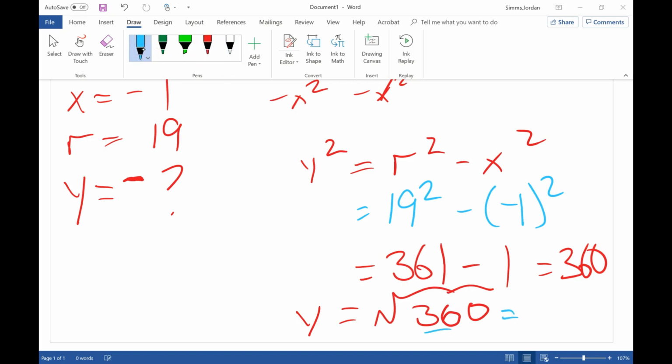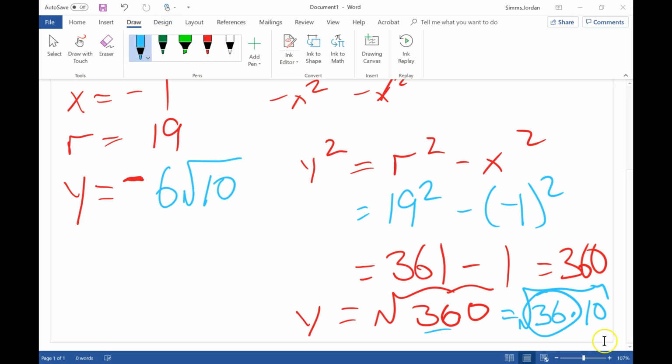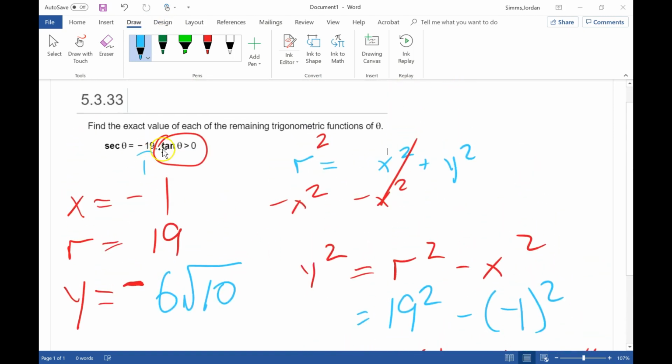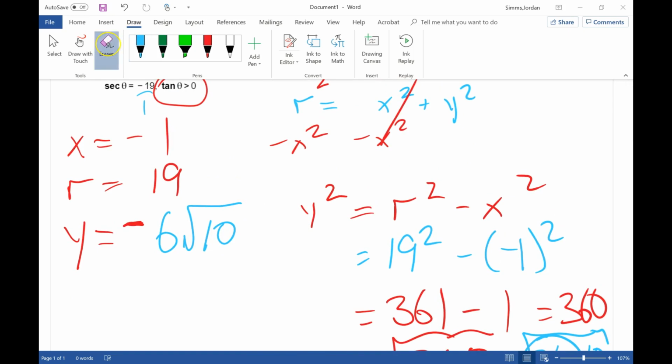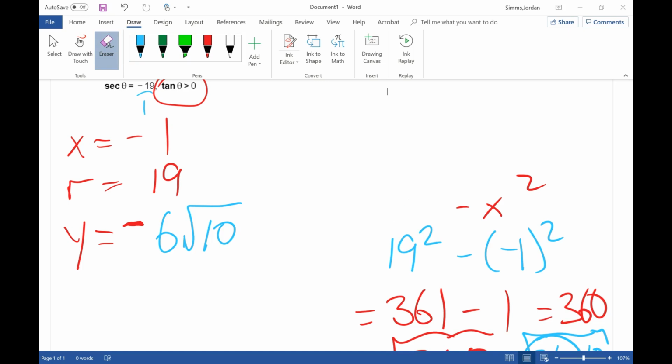And let's just reduce this, right? I'm going to rewrite this by factoring out my biggest perfect square, which is 36. 36 times 10 equals 360, and then I can take the square root of 36. So y is going to equal, now it's got to be a negative, we know that, negative 6 root 10. Okay, I hope you see where that comes from. The square root of 36 is 6. The root 10 we just leave because it's irrational, and remember it has to be a negative from this fact right here. So I hope that's all right. But now that we know x, y, and r, we have this thing cracked wide open. We can just write all of our trig functions.